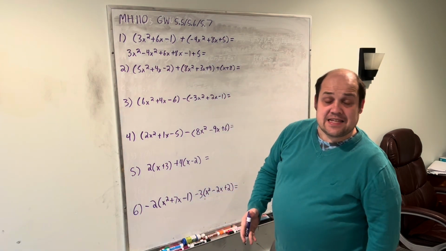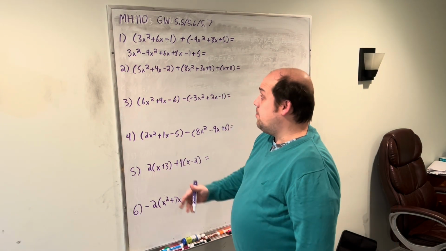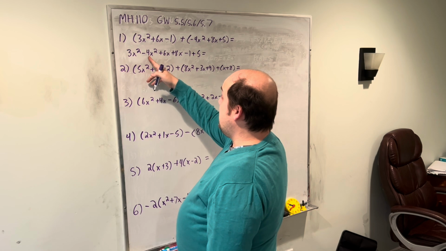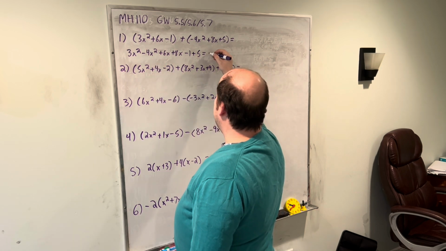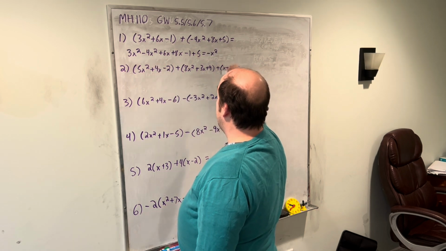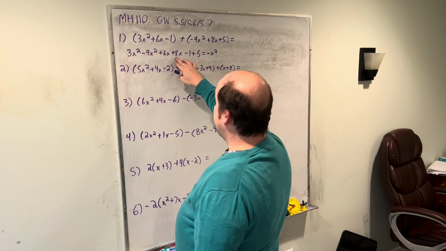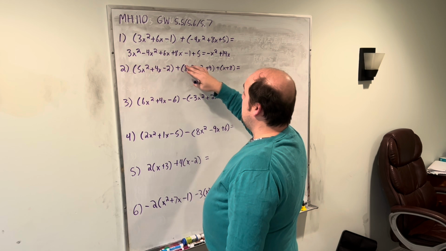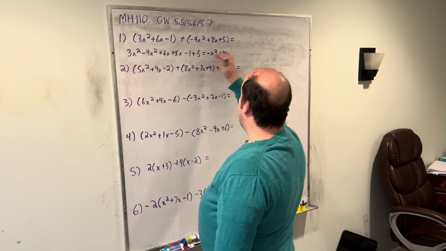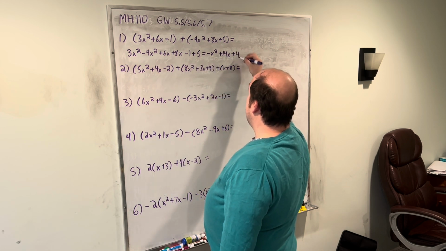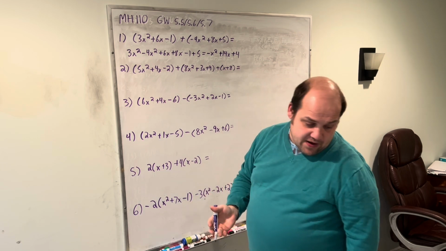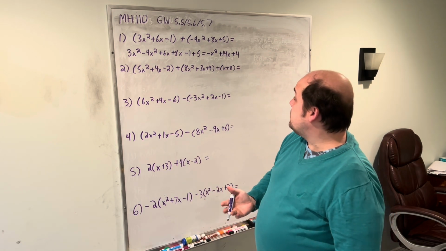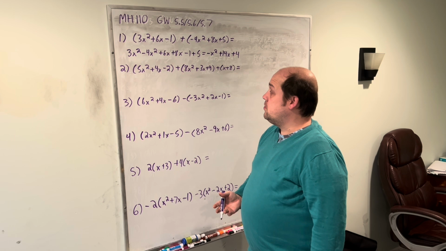Now that I have things next to each other that are like terms, I can combine them. A positive 3 minus 4 gives me negative 1x squared. A positive 6 plus a positive 8 gives me positive 14x. And finally, a negative 1 and a positive 5 combine to give me positive 4. So my final answer is negative x squared plus 14x plus 4.